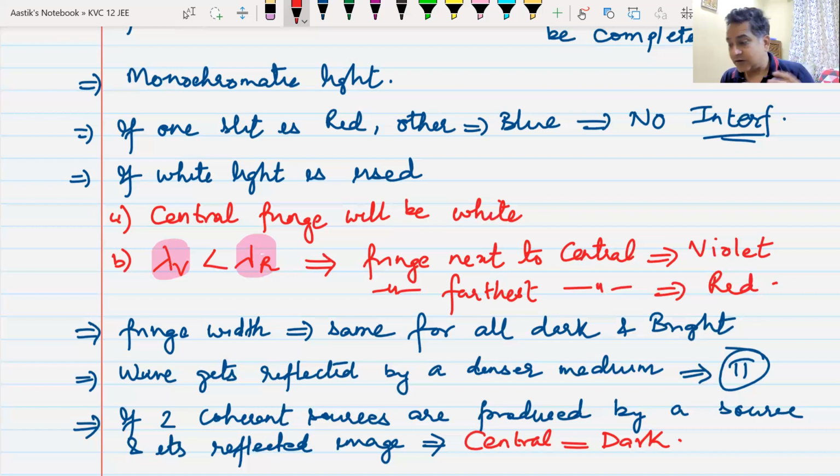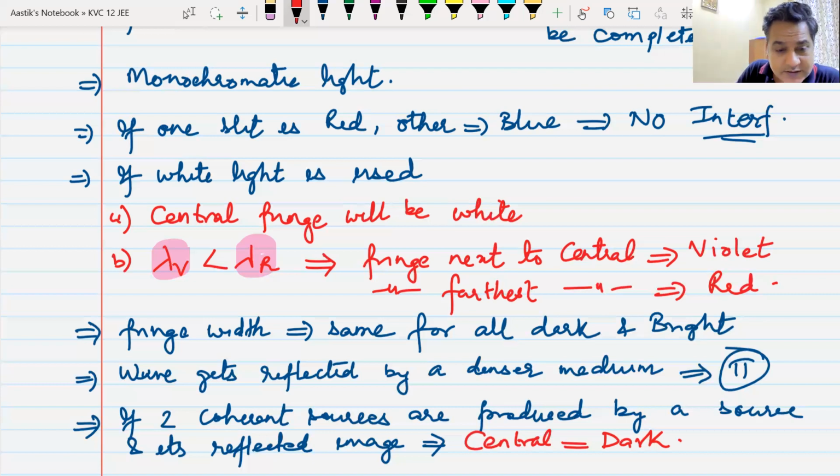Now we'll have to understand some things. The first thing that we need to understand is where the dark fringes are going to be and where the bright fringes are going to be. We know that the central fringe would be bright, but once we know the central fringe, how do we find out where the other fringes are? That is the entire exercise that is going to happen.